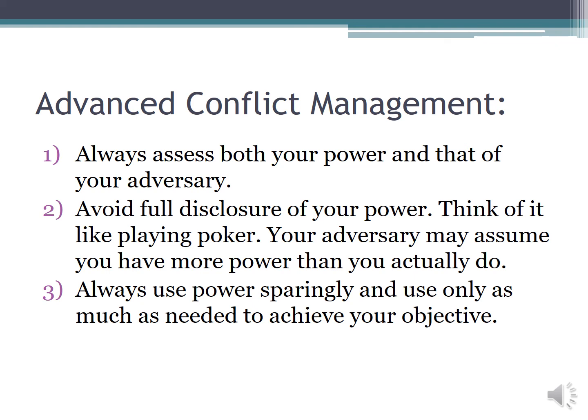Advanced conflict management involves more of thinking about power of group leaders or members of the group. What kind of power do they have? Always assess your power and that of your opponent or adversary. Avoid full disclosure of your power. You would never say, well, I'm close to your boss, so I have more power. Something like that. Think of it like playing poker. Your adversary may assume you have more power than you actually do. Always use power sparingly and use only as much as needed to achieve your objective.